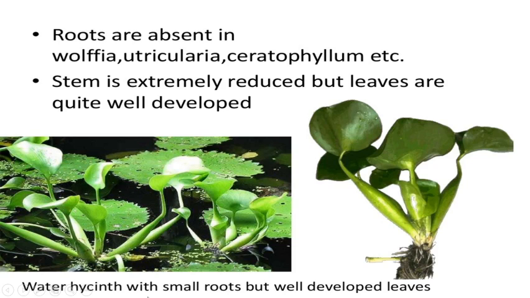Now, water hyacinth, that is Eichhornia plant, is there with small roots but well developed leaves. This is the petiole, which is spongy and contains many air cavities, and there are the free floating leaves. Root hairs are present, and at the tip of root hairs you will get the root pockets. It is very common in the Godavari river.